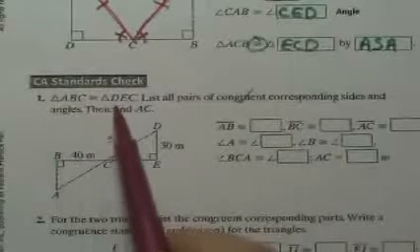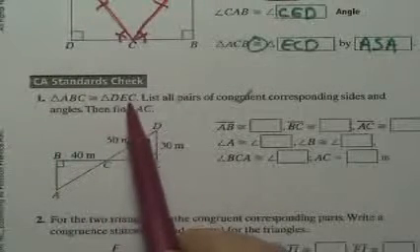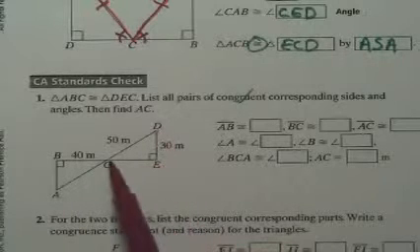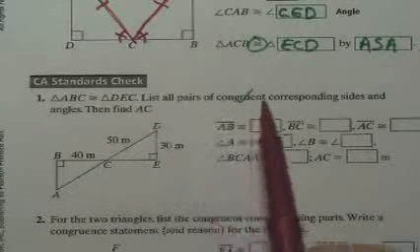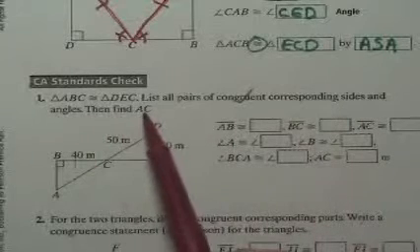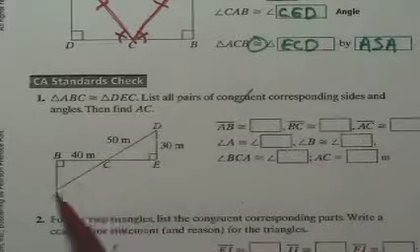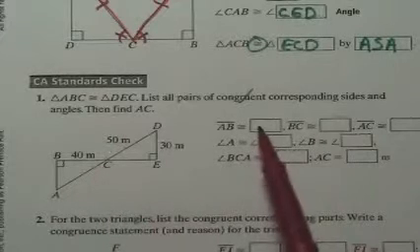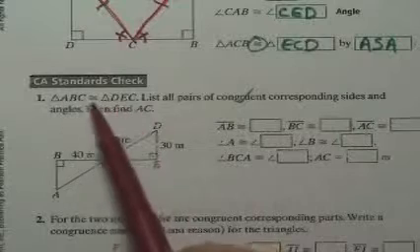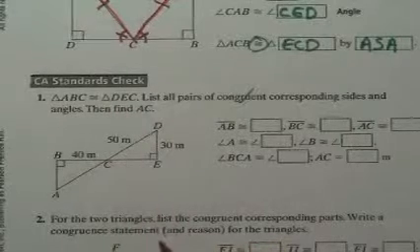Okay, looking at the bottom part, it says triangle ABC is congruent to triangle DEC. ABC matches up with DEC. List all the pairs of congruent corresponding sides and angles, then find AC. Find AC. That's this part right there. So all I have to do is fill this in, and you can do it just by even looking at the letters. You don't even need to look at the picture if you don't wish to.